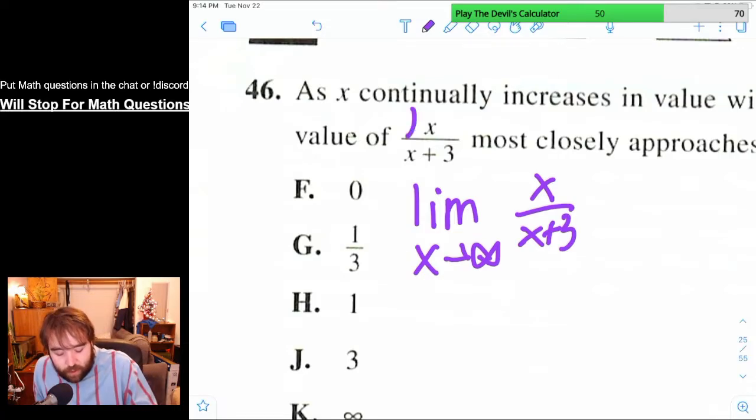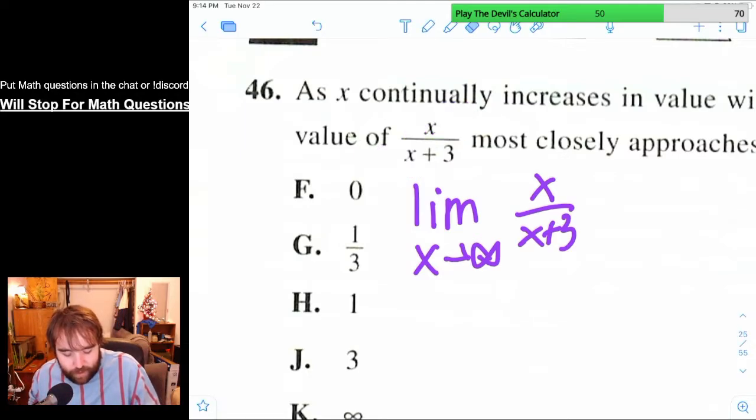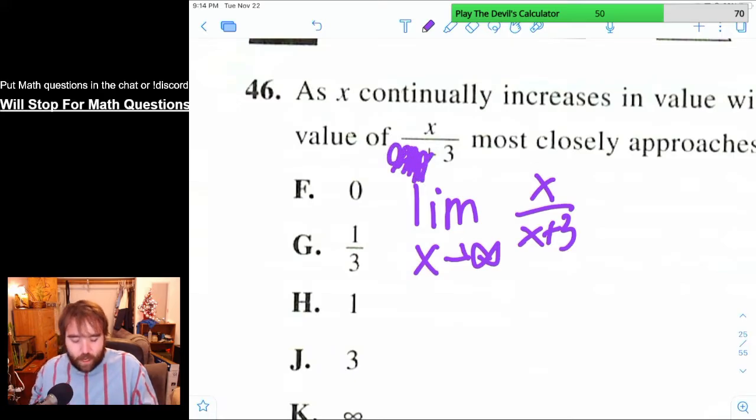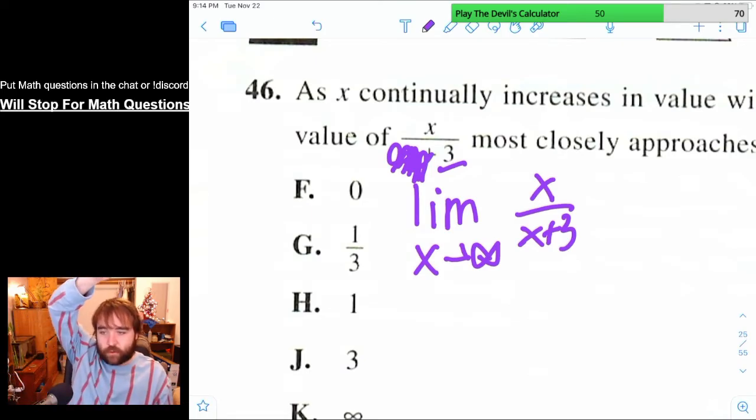And you can just think about a really, really big number for x. If you even wanted to do it in your calculator, you could, but you don't need to. The whole idea is if you take a really, really, really huge number down here and you add 3 to it, that 3 barely affects it, right? That 3 basically is nothing compared to that massive, massive number that x is going towards.